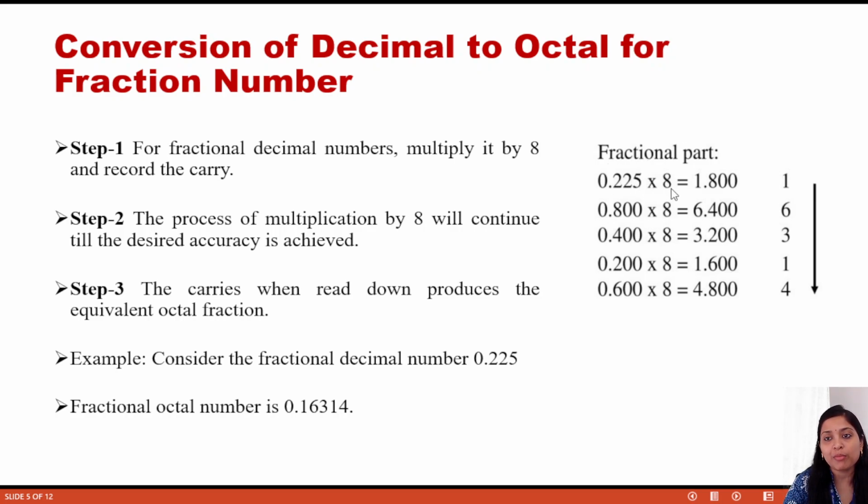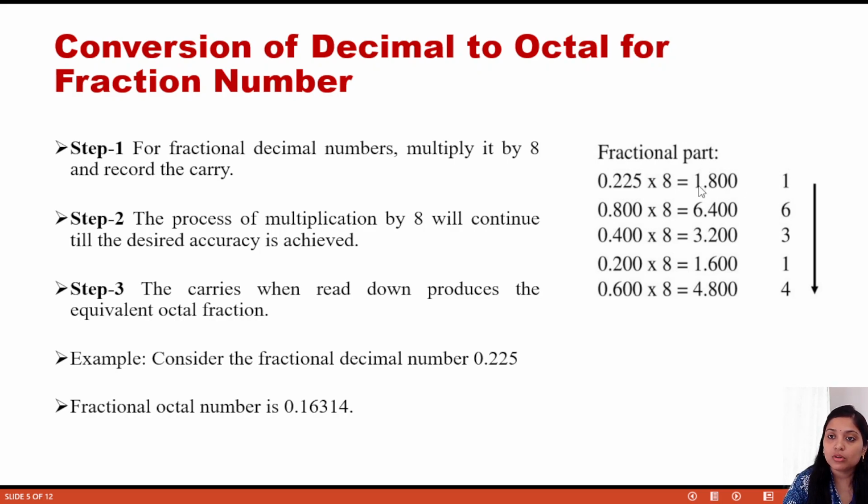But when we consider any fractional number, then we have to multiply this fractional number. This is very interesting. So 0.225 is the decimal number, we have to convert it into an octal number. Continuously you have to multiply by 8, because the base is 8, and this multiplication process continues for 5 to 6 or 6 to 7 times. After multiplication the result will come 1.800.